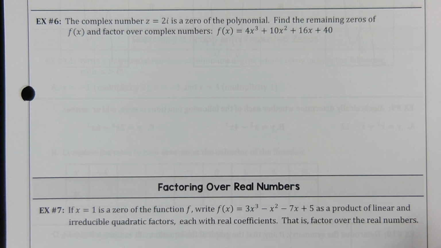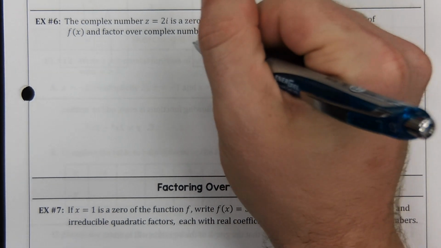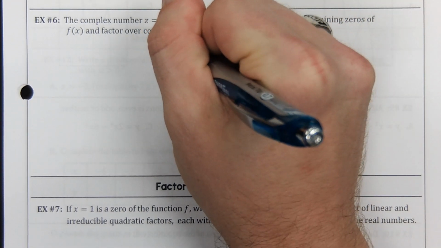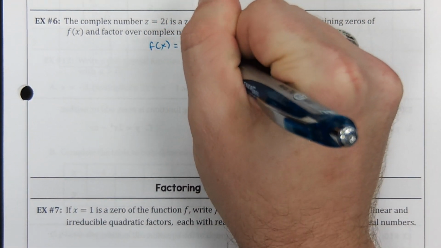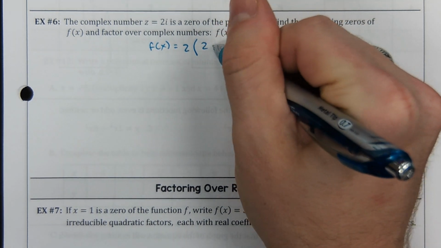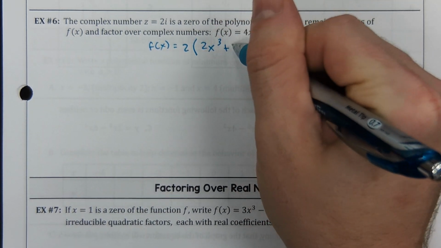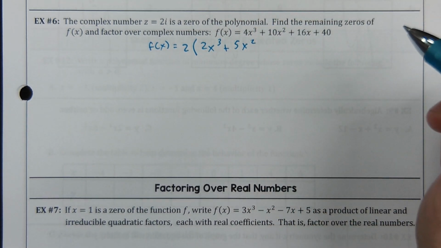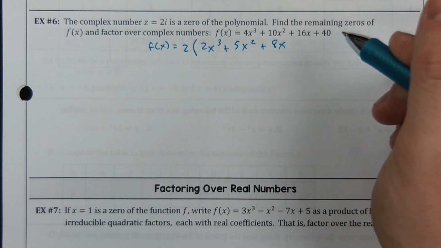What's the very first thing you should always look for when you're factoring though? A GCF. Yep. And this one happens to have one. It's not a very large GCF. It doesn't simplify it much, but there is one. That GCF happens to be the number 2. So I can factor a 2 off of the entire polynomial. You get 2 times x to the third plus 5x squared plus 8x plus 20.